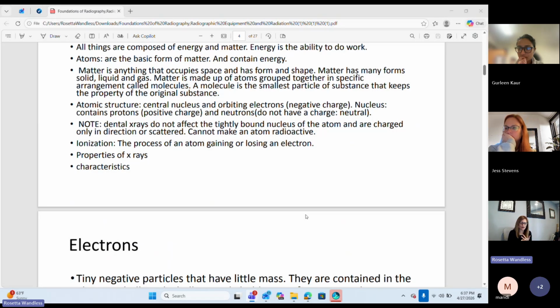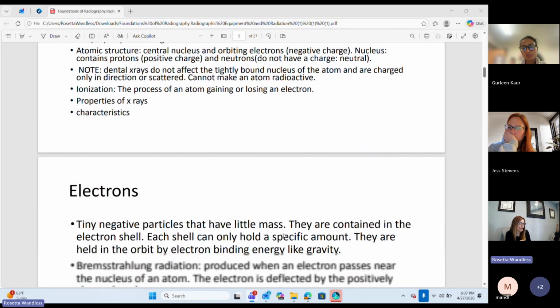We know that matter has many different forms. We know it's solid, liquid, or gas. We know that energy is the ability to do work, which we want. We have a lot of those. We talked about what a photon is. A photon is a tiny bundle of energy. So that cascades, and that's going to be our launch point here.